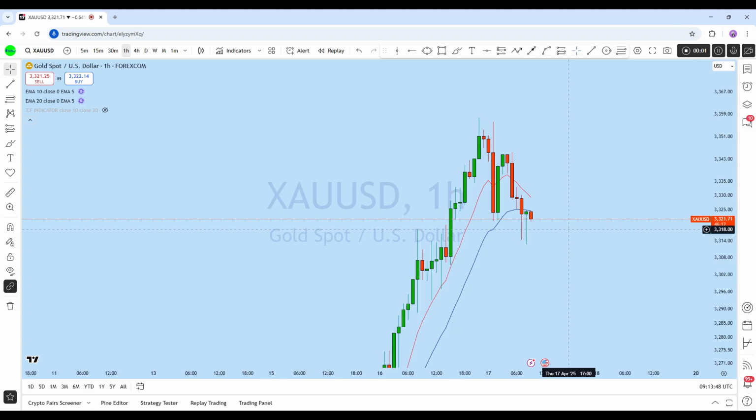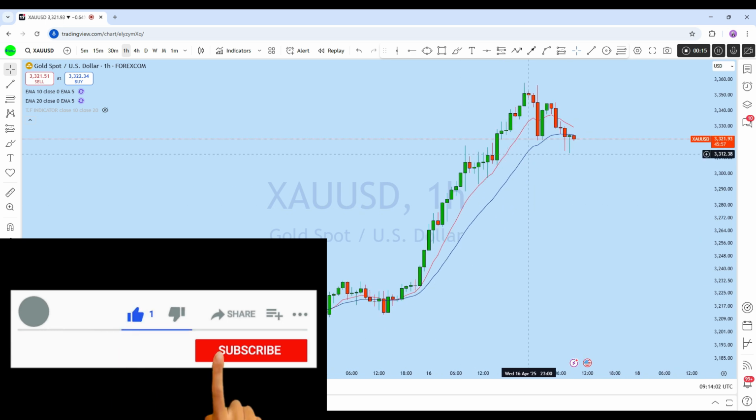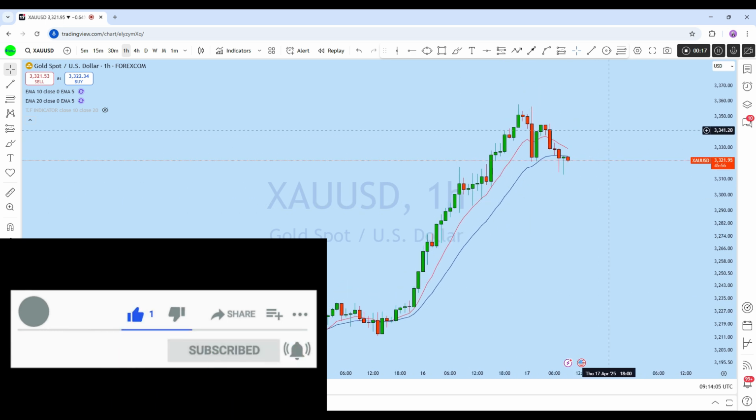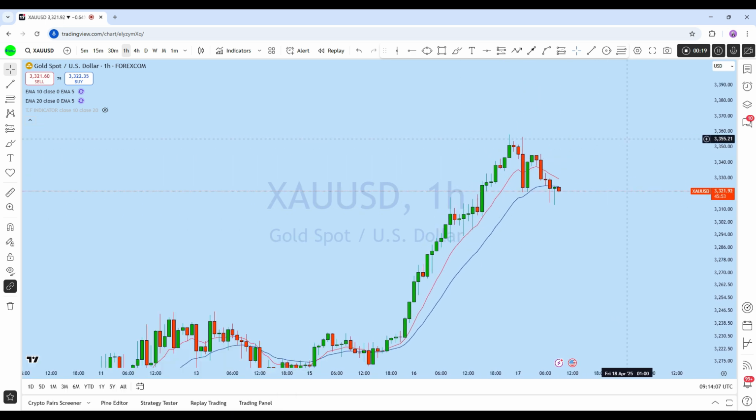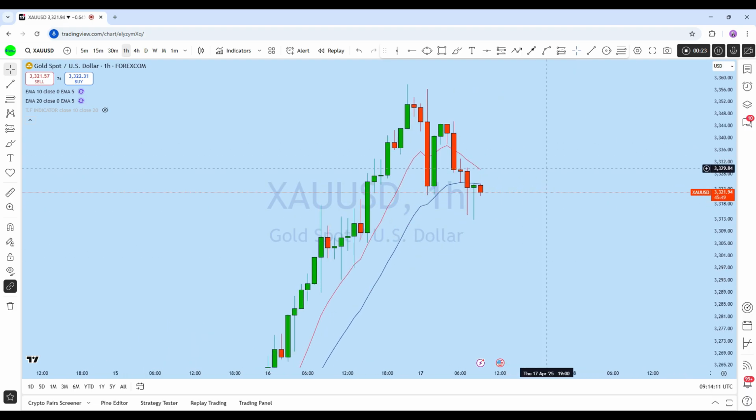Hello trader, this is complete multi-time frame analysis on XAUUSD. Let's see what kind of trading opportunity we have currently in this instrument on the lower time frame. As we can see, after this very strong uptrend, currently the market is in a pullback. So on lower time frame price action, we might find a potential entry.